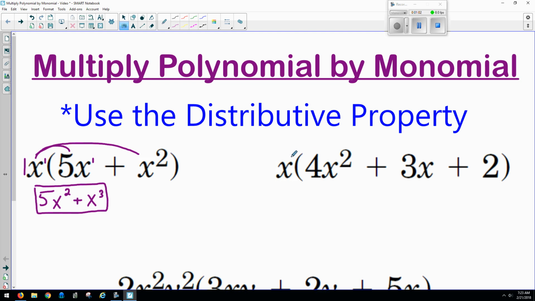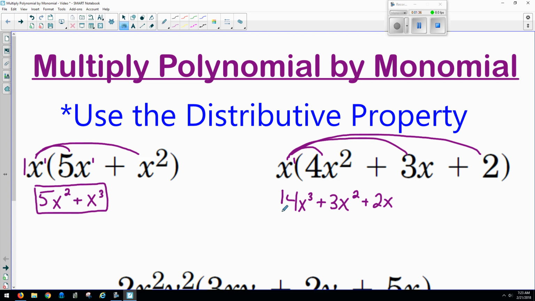So this time I have to distribute to 3 terms inside the parentheses. So I'm going to take this x and multiply it by every term here. So x times 4x squared is going to give me 4x cubed, because again, this is really 1 as the exponent here. x times 3x is 3x squared. So I'm going to bring this plus sign down. And then x times 2 is just 2x. And again, there's nothing else I can do here because these are not like terms. So that's the gist of how this works.